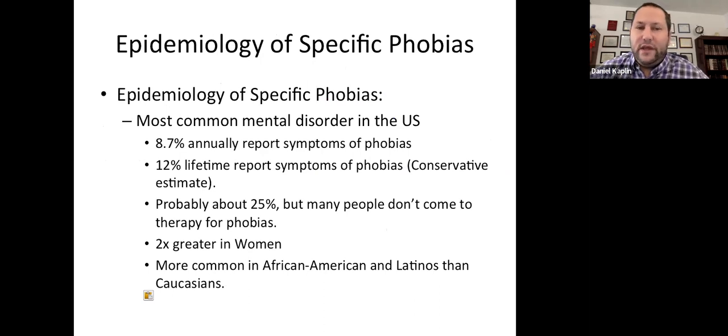Now, what is the epidemiology? Epidemiology is kind of the profile, the relative prevalence in society. Well, phobias tend to be an anxiety condition, and I said anxiety conditions are the most commonly occurring diagnoses in the United States. With phobias, about 8.7% of people report symptoms. And across a lifetime, it's about 12%.